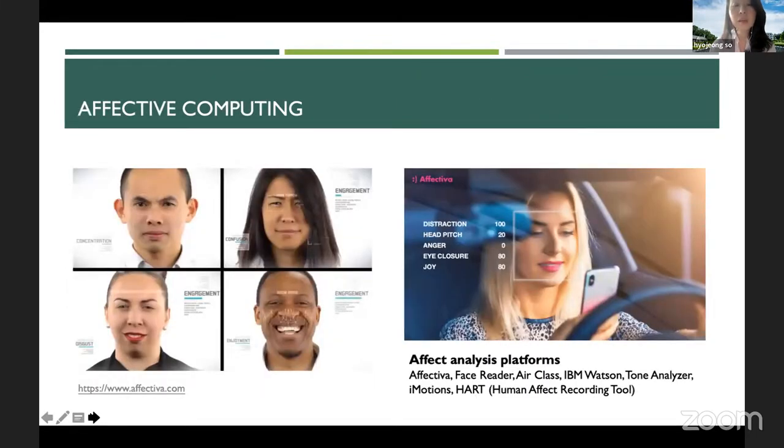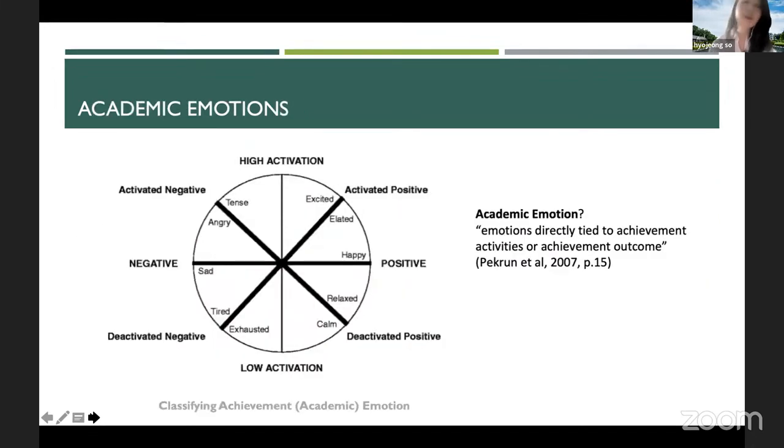And also these days we see many affective computing platforms, and these platforms automatically analyze people's emotions and engagement levels, and they provide prompts. For example, you get a prompt when you are distracted while driving. And also this is a framework used for academic emotions, because academic emotions are a little bit different from general or basic emotions that we talk about in other fields. Academic emotions are types of emotions that directly tie to learning activities or learning achievement. And again, you can see from here that they divide which ones are positive and which are negative. Of course, happy is on the positive side, and sad, angry, and tired are on the negative side.